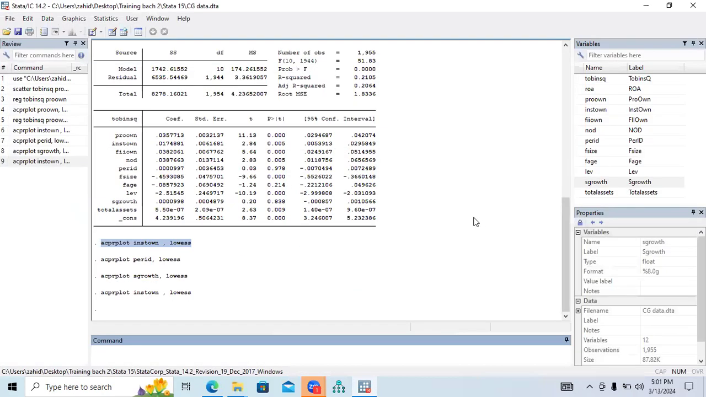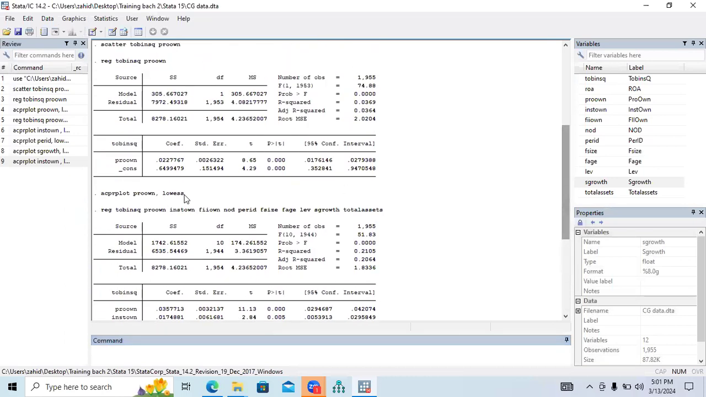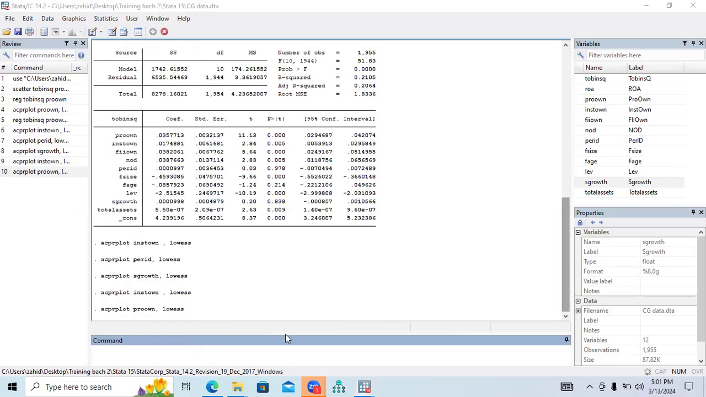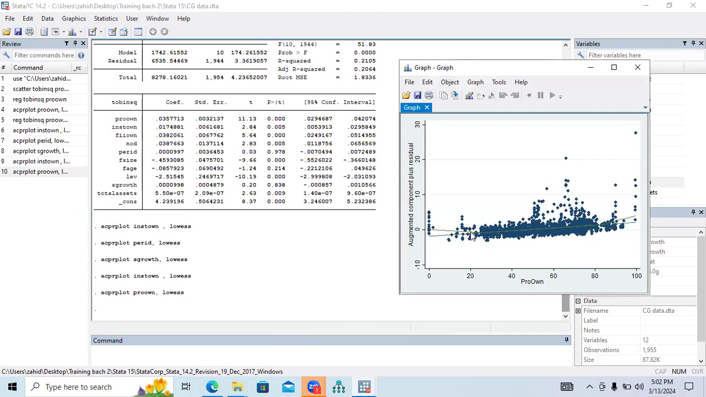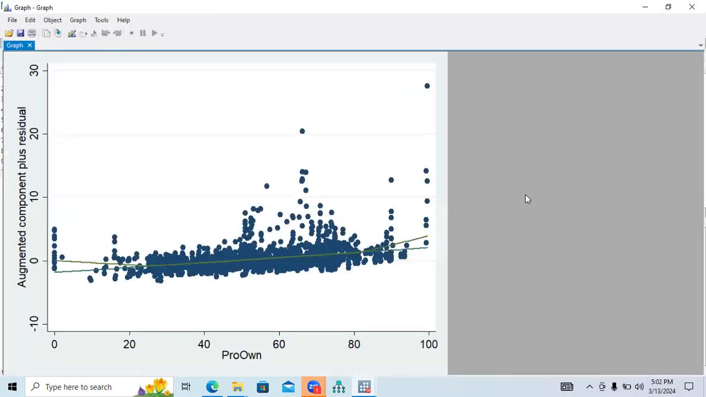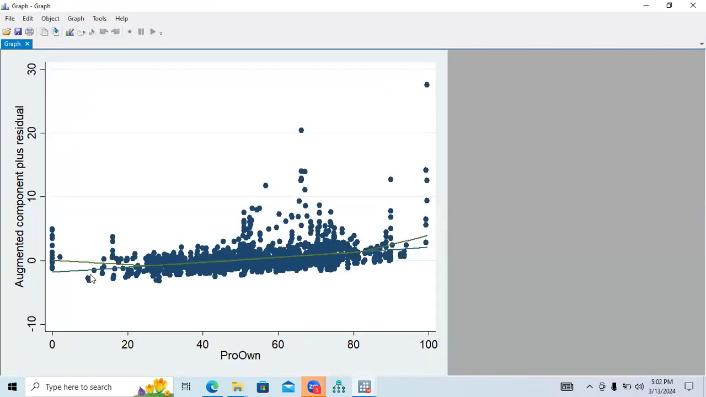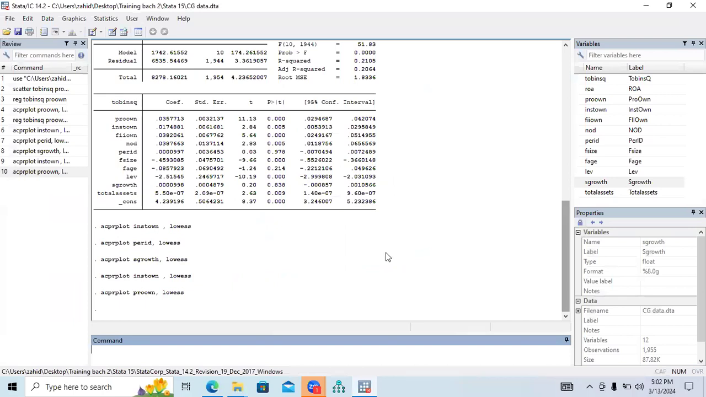In other cases, like for example, we have observed PR ownership like this. You can put it here, and we will find here another straight line. So this is a straight line, and this is not a curved line. So you can observe here a linear relationship. Whenever you find a straight line, whether it is going from the middle to the upward, or maybe from here to here, it becomes a linear relationship. So this is how you can test the linearity of your data.